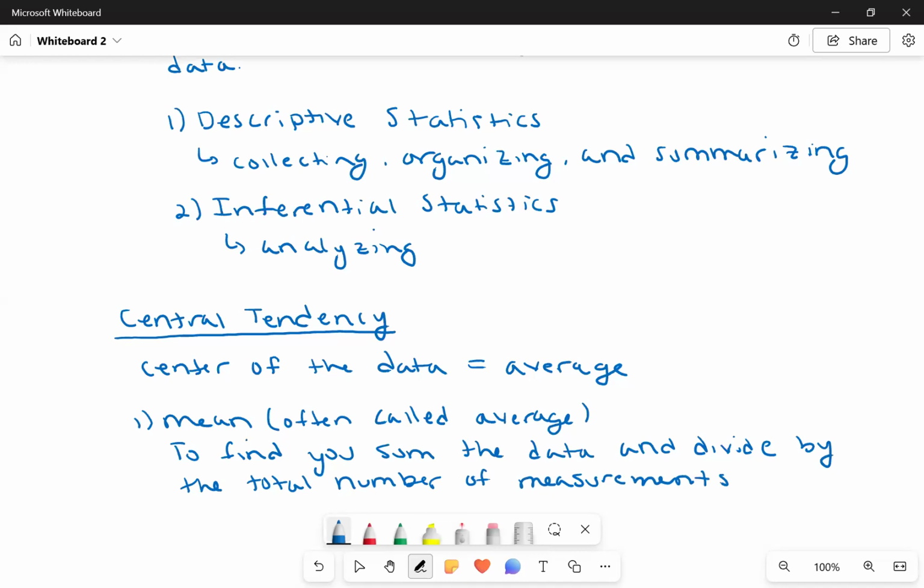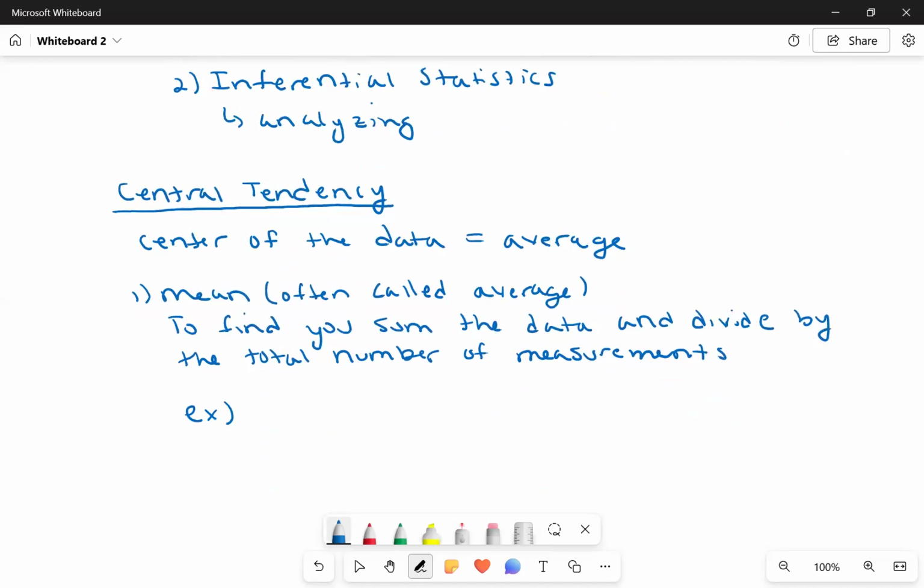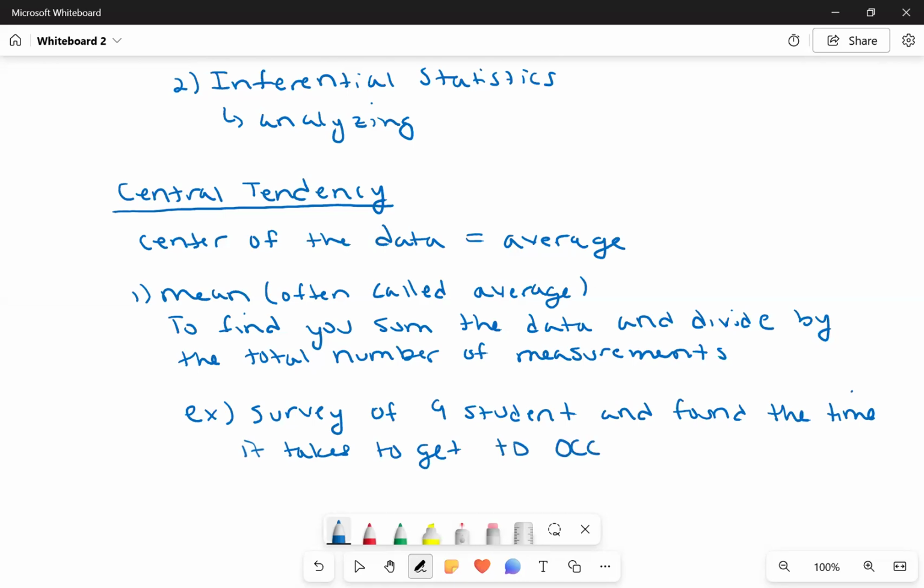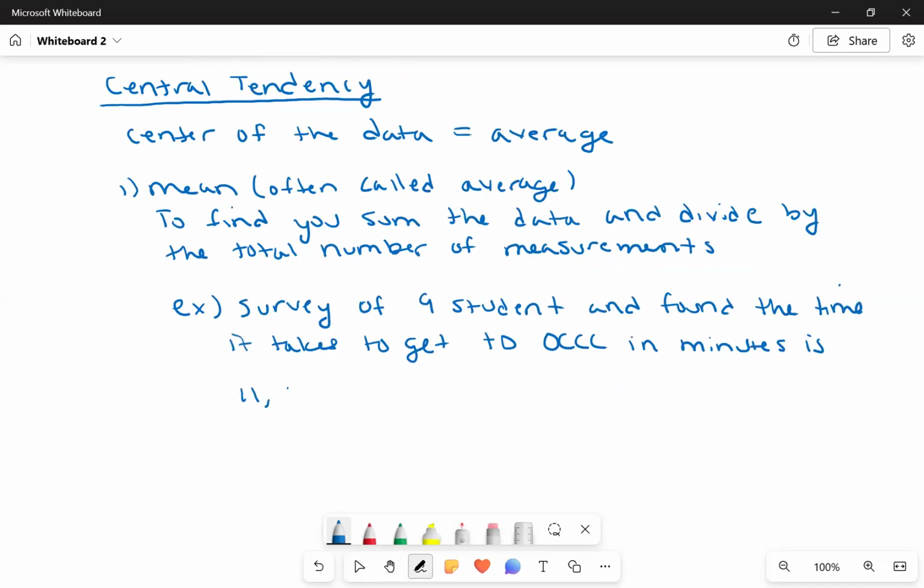All right. Let's look at an example. So let's say you did a survey of 9 students and found that the time it takes to get to OCCC, in minutes, is 11, 6, 20, 11, 48, 17, 29, 18, and 10. 1, 2, 3, 4, 5, 6, 7, 8, 9. Okay, good. Got them all written down.